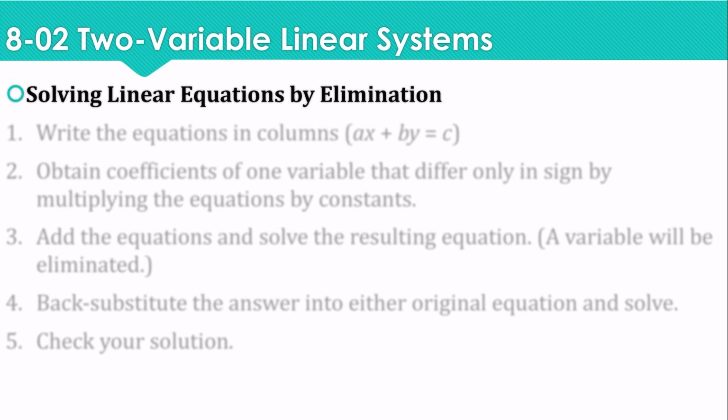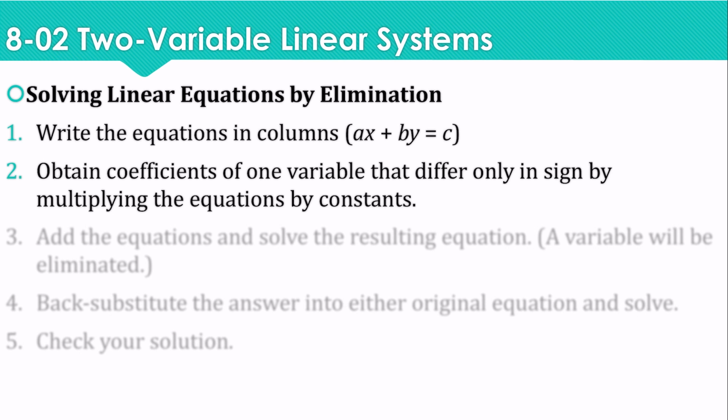To solve by elimination, you write your equations in columns, so you have your x's, your y's, equals the constants. And then you obtain coefficients of one of the variables that differ only in sign by multiplying the equations by constants. So you can multiply one or both equations by numbers so that you end up with the same coefficient but opposite sign on one of the variables. So you have like 2x and negative 2x, or 5y and negative 5y.